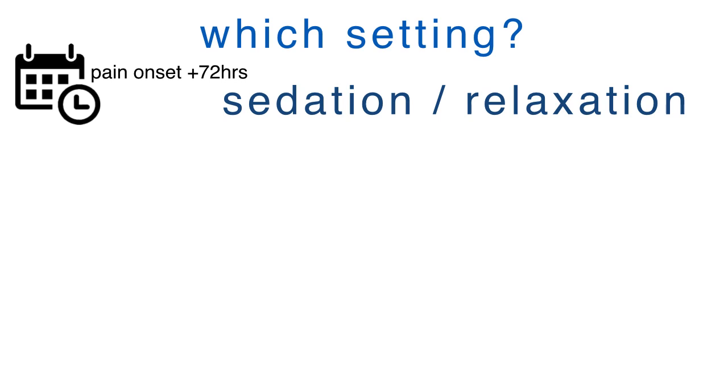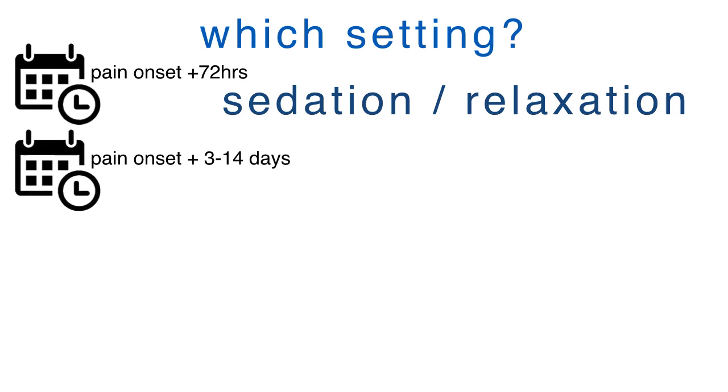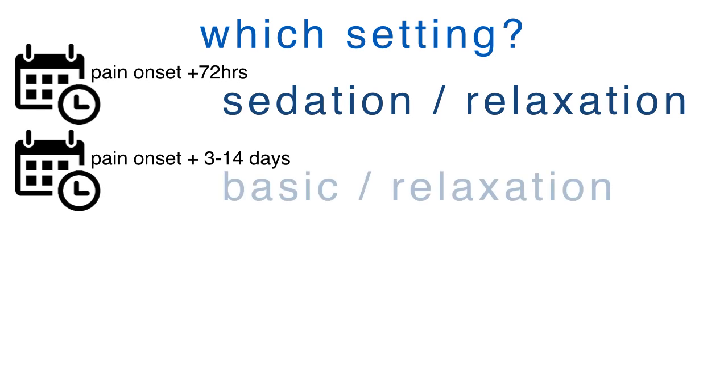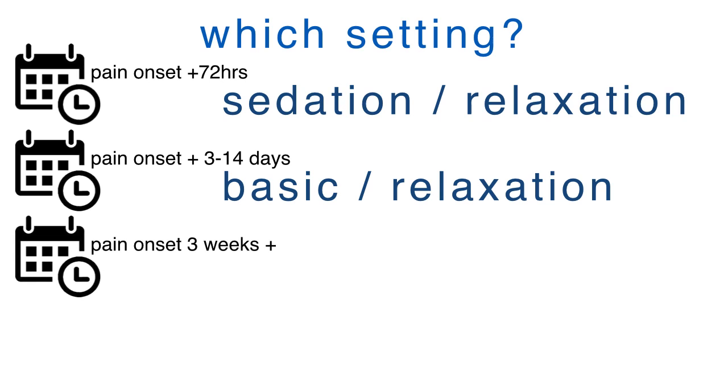And in all these examples, I'm going to give you 2 settings to use. If either of those don't work, you just switch to another one. So you're never limited in which setting to use. Let's have a look at the next one: pain onset with 3 to 14 days. So you've had the headache for 2 weeks. Unfortunately, I hope this isn't the case for some of you. First of all, you would start with basic, and then you could alternate that with relaxation.